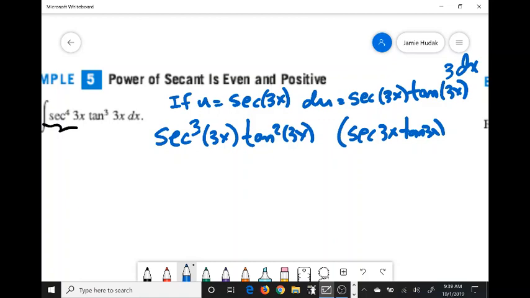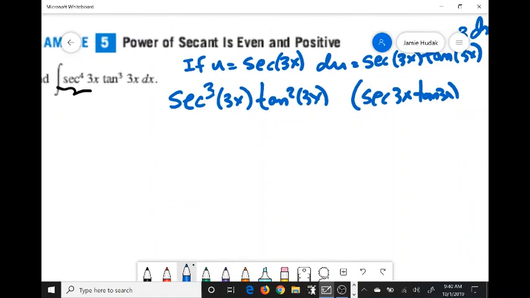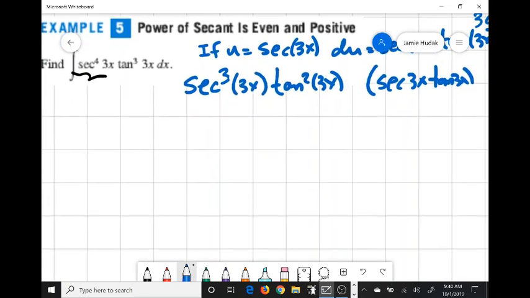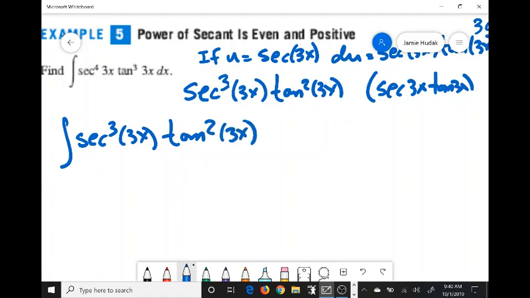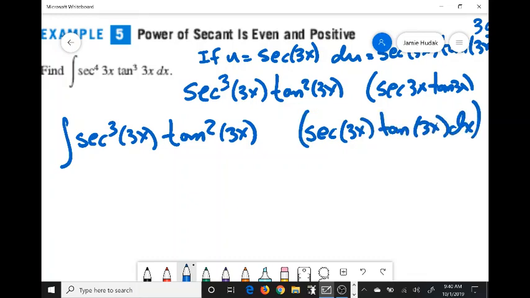Okay, so if u is secant of 3x, then du is secant 3x times tangent of 3x times the chain rule. The derivative of the inside is 3 dx. So that's what we need to save for our u substitution. And we said that when we use those components, we will have an even power of tangent left, so we can convert using Pythagorean identities. So secant cubed 3x, tangent squared 3x. That's what's left after we factor out a secant x tangent x. So secant 3x, tangent 3x dx. That's what we're saving for du.